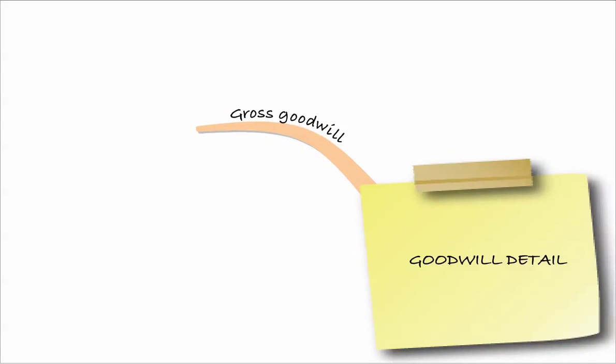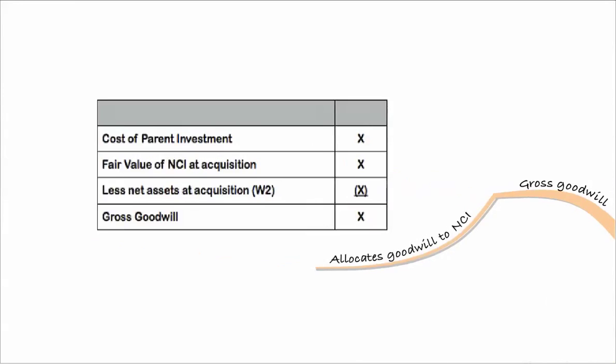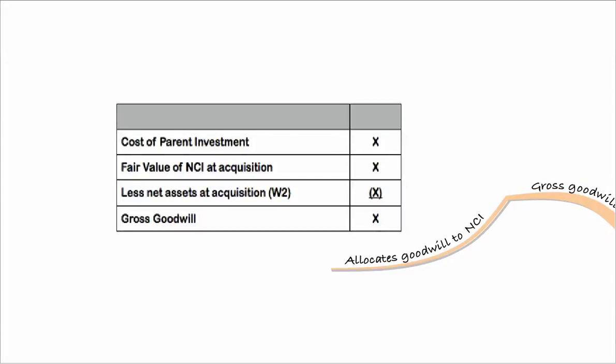But starting with our gross Goodwill, remember this was our calculation up to this date, and this is called full or gross Goodwill. The thing to recognise about this is that it allocates goodwill to the non-controlling interest. Just like all of the other assets for the statement of financial position, the non-controlling interest gets a share. So a share of all the other assets and a share of goodwill.